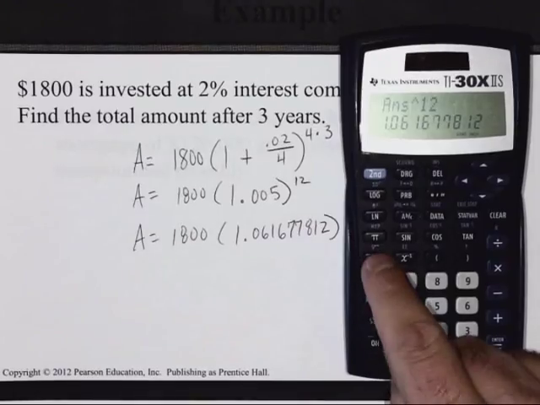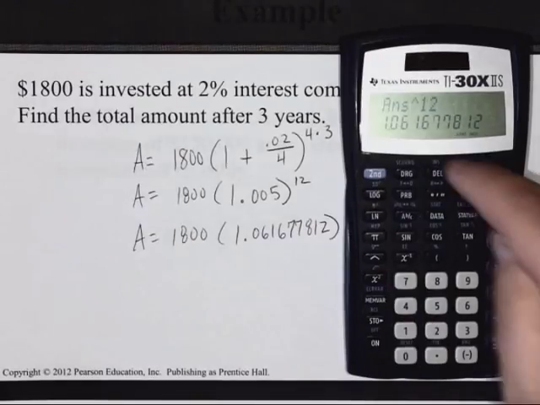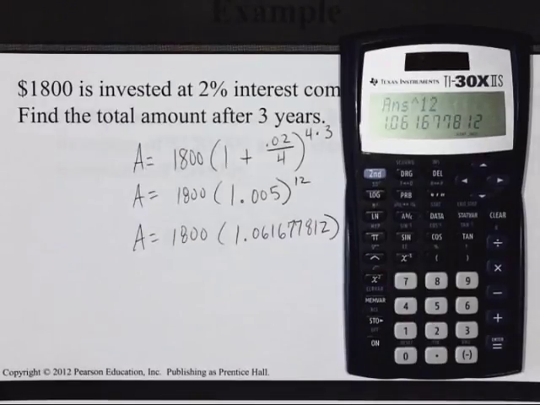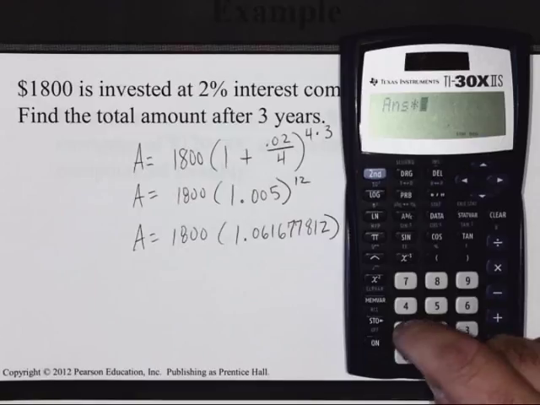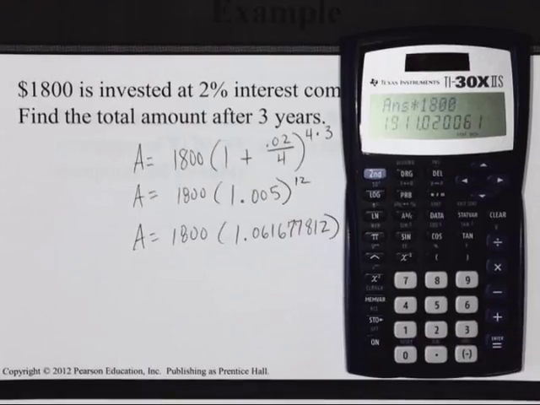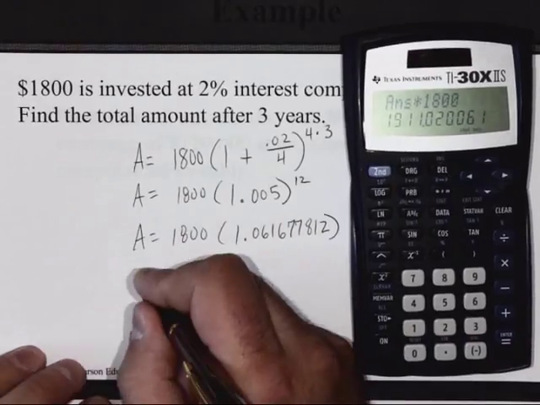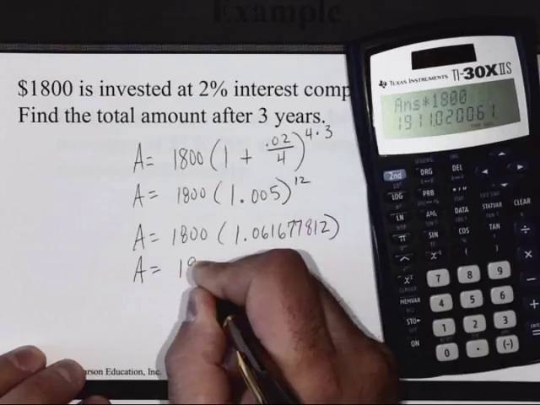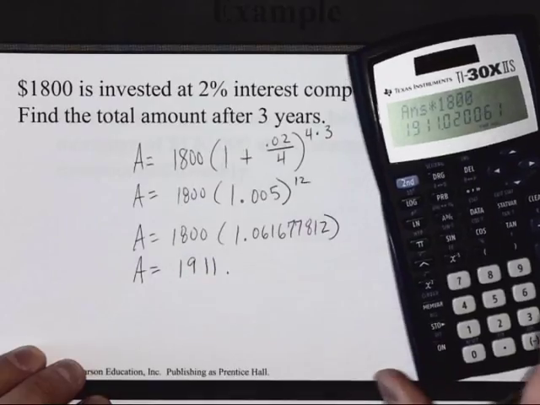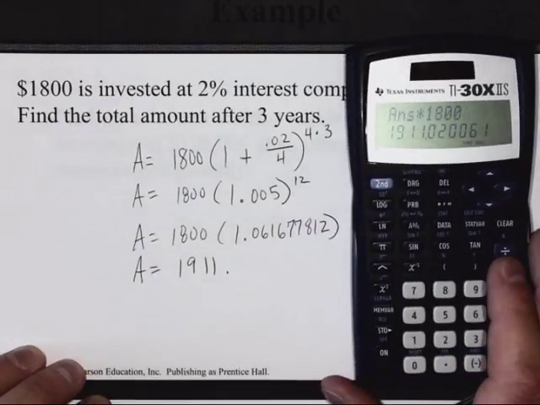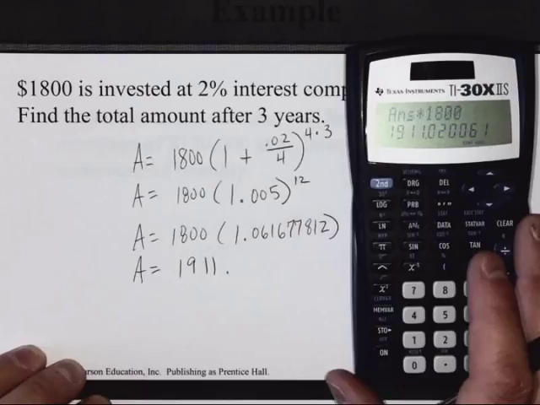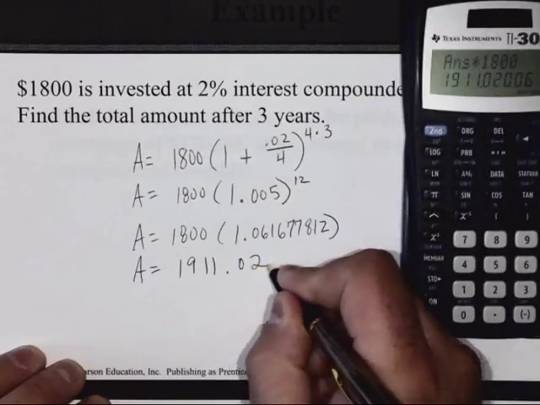So use your caret button for the exponent. So that gives you this big long decimal. Okay, and so now you want to multiply that times 1,800. So don't round that. Just hit times, and it's going to take the previous answer and multiply that by the 1,800. And then we can round that answer to the nearest hundredth since this is money. So the second decimal place.